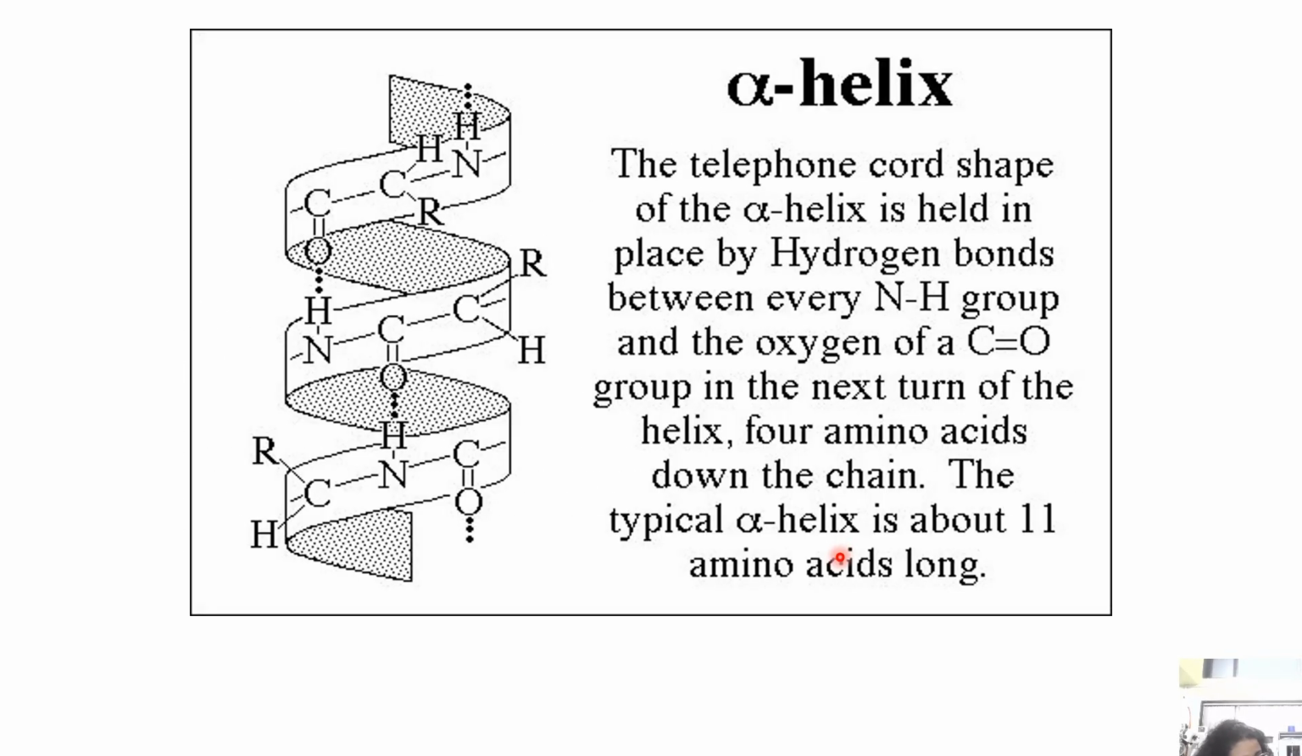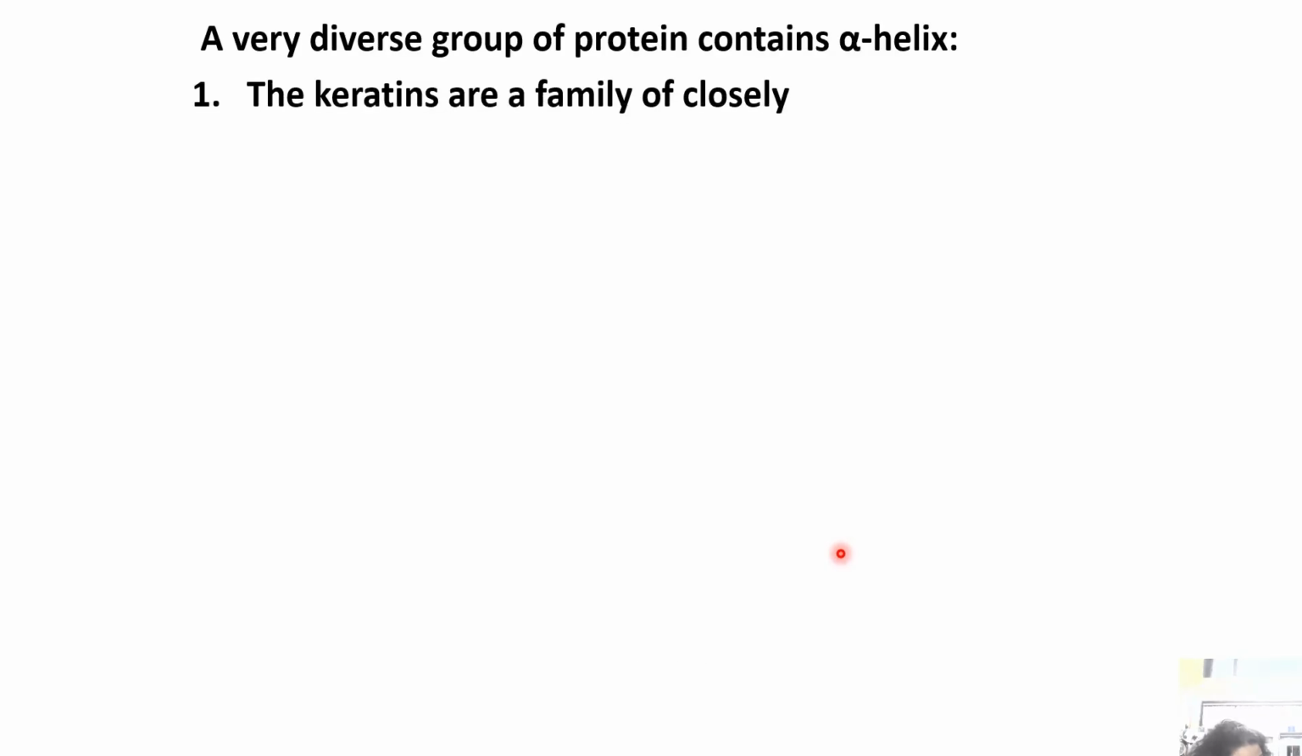The alpha helix, we know, is like a telephone cord shape, held in place by hydrogen bonds between every NH group and the oxygen of the CO group in the next turn of the helix, 4 amino acids down the chain. Very important. The typical alpha helix is about 11 amino acids long. Now, a very diverse group of proteins contains alpha helix.